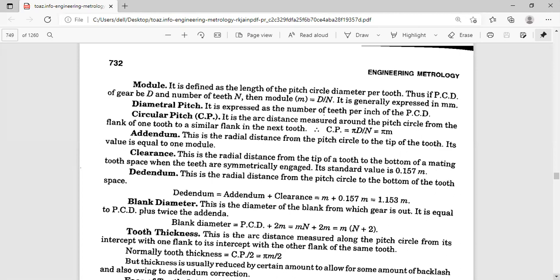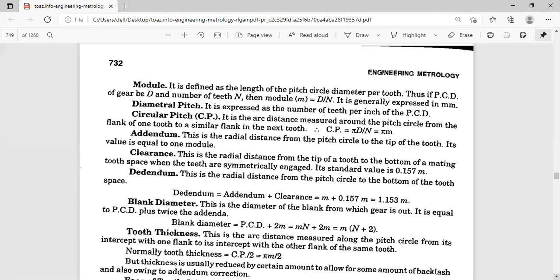So circular pitch, base pitch, and diametrical pitch: there are three types of pitches in the spur gear. Mind you, we are only going for the measurement of spur gear. We are only learning spur gear metrology. The diametrical pitch is expressed as the number of teeth per inch of the PCD.